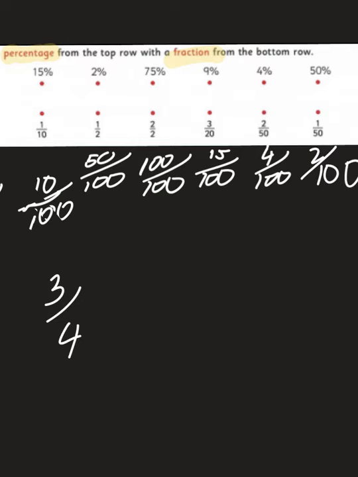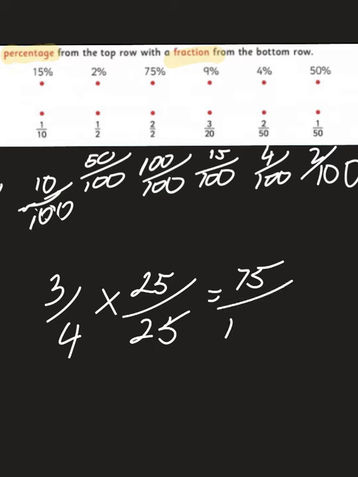And the last one, 3/4. So 4 needs to be multiplied by 25 to become 100. So it's 25 over 25. 3 25s is 75 over 100. So 75 over 100. So knowing that now, let's join the percentages from the top with the fractions on the bottom.